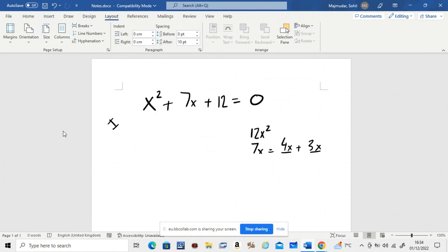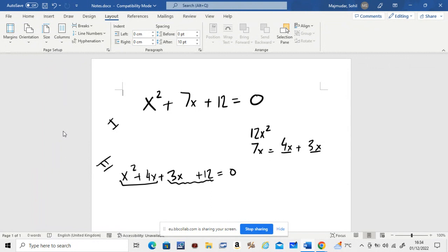So this is the end of step 1, and in step 2, keep the first term as it is, keep the last term as it is, and in place of the middle one, write the two new things that you found. So in place of 7x, you will write 4x plus 3x. Okay, now group the first two and group the last two.